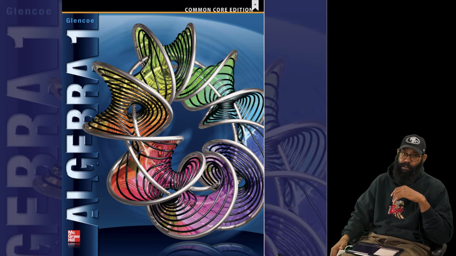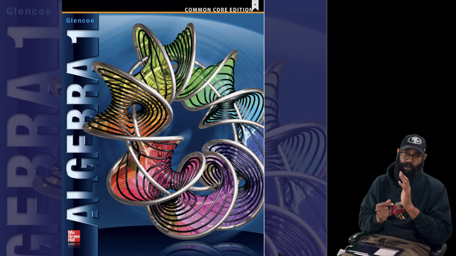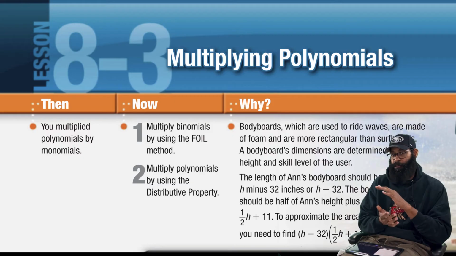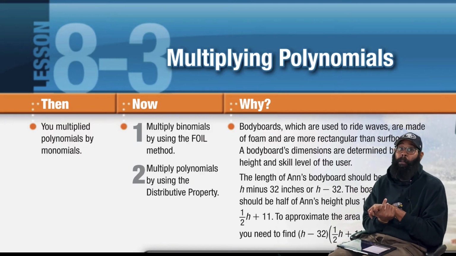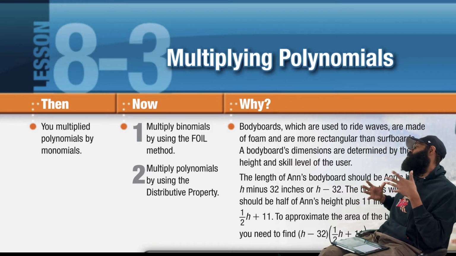This is one of my favorites. It's gonna go fast, so I might stop in between, but we're just gonna knock them out. It's just good stuff, man. We're gonna use the box. That's what I like to call it. It's called the box. But chapter 8, lesson 3, multiplying polynomials.